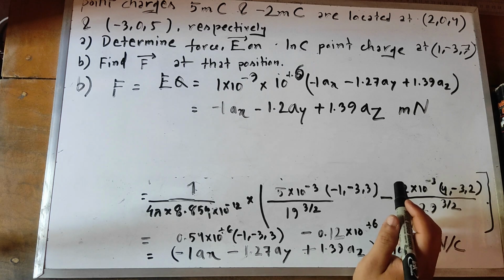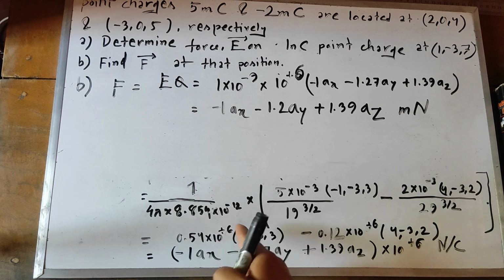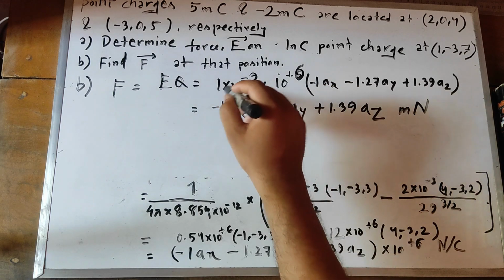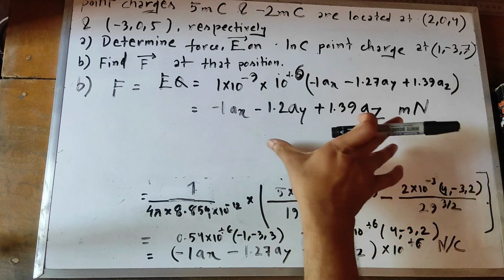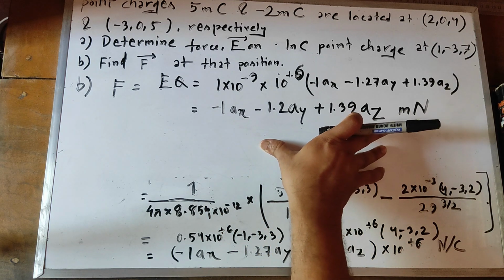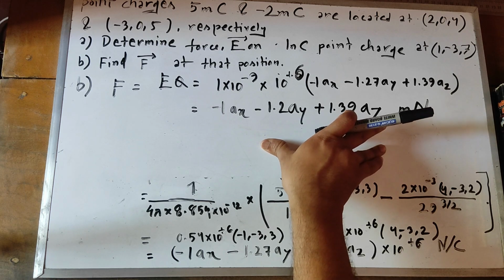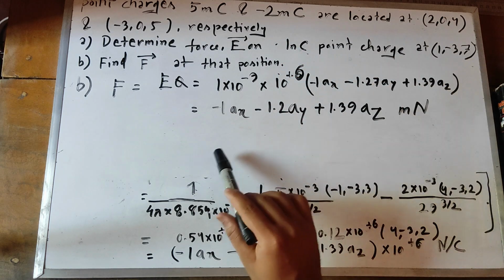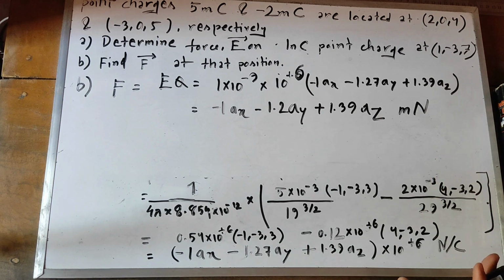After using the values, here I had made a minor mistake. Here it will be 10 to the power plus 6. Okay, 10 to the power 6. So after replacing the values, I have found the value of the force experienced by this point charge at this position, which is this, in millinewtons.